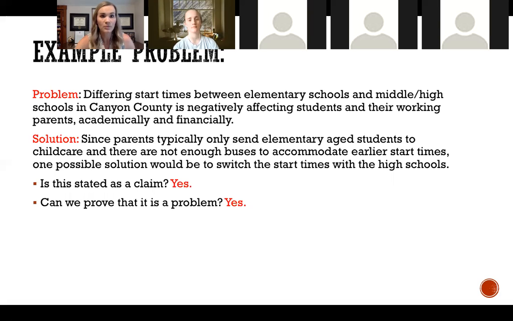Can we prove that it is a problem? We can, by bringing up evidence of how it's affecting parents, the cost of childcare. We could bring up the negative effects it has on high school students when they start school too early, because there's tons of studies out there on that. I can bring up credible evidence to show how this is problematic in a variety of ways, both to the parents and to the children.